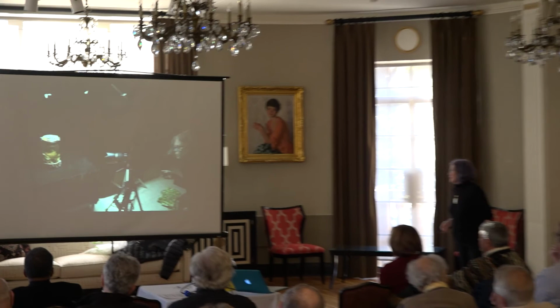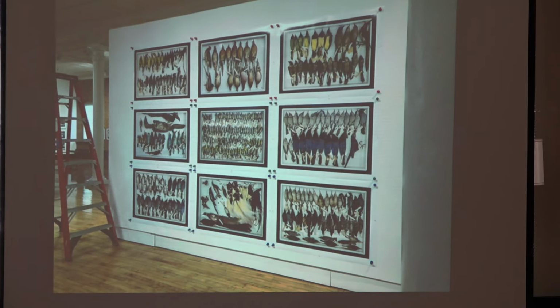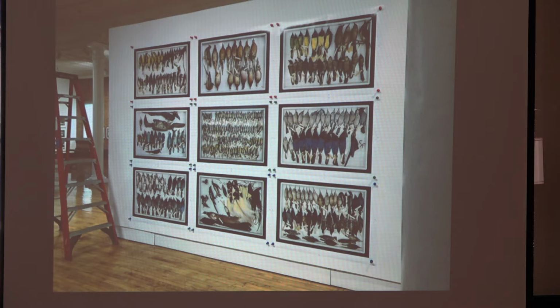Okay, so what am I gonna do? 24, 36, I wanna make them one-to-one. I wanna make those drawers that big. So how am I gonna display them? And I like grids and all that.